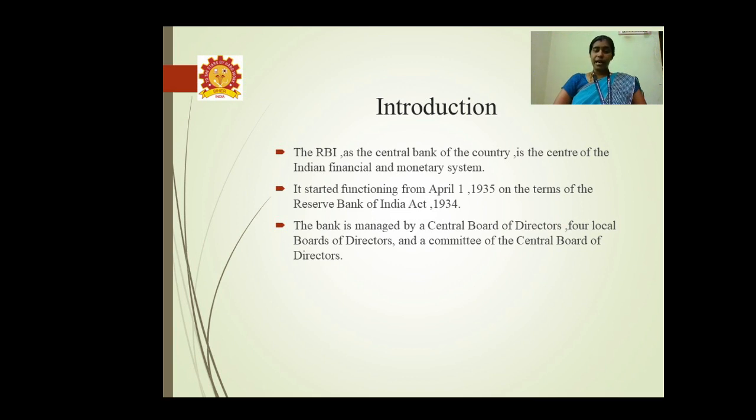Introduction. The RBI, as the central bank of the country, is the center of the Indian financial and monetary systems. It started functioning on April 1, 1935, under the terms of the Reserve Bank of India Act, 1934. The Act was passed in 1934, but it started functioning in 1935. The bank is managed by a central board of directors, four local boards of directors, and a committee of the central board of directors. So the RBI is also called the central bank of the country and the center of the Indian financial and monetary system. The Act was passed in 1934, but the functioning started in 1935. There will be a central board of directors and a committee of the central board of directors in the RBI.